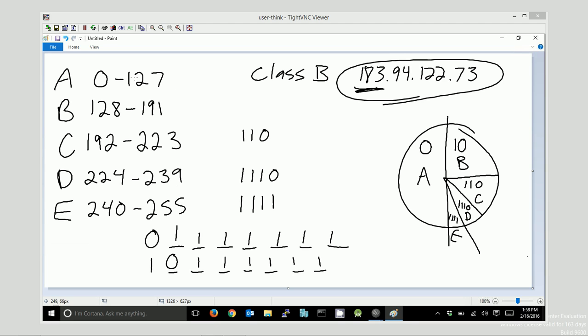But the big ones are these three. These are the three that you'll usually need to keep an eye out for because those are the addresses that are most commonly used when we are looking up the classful address of an IP address.